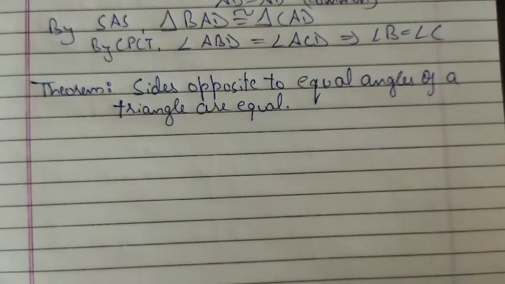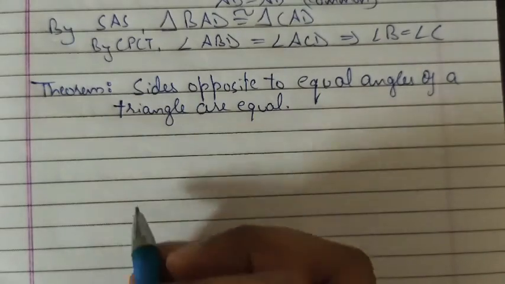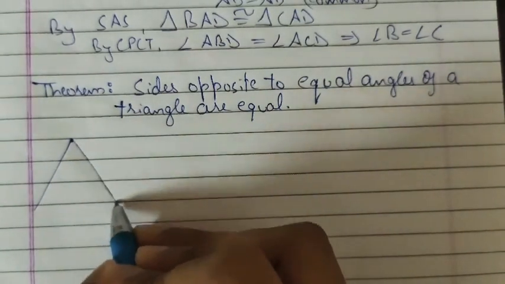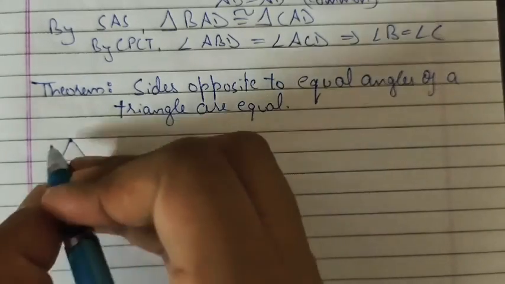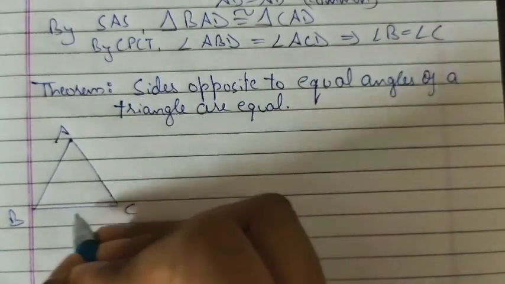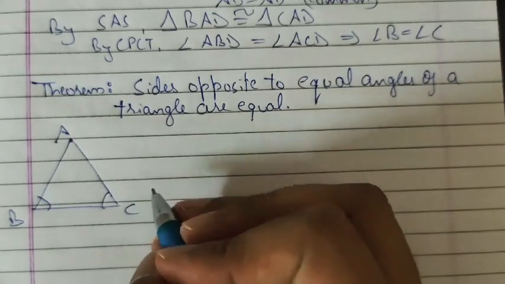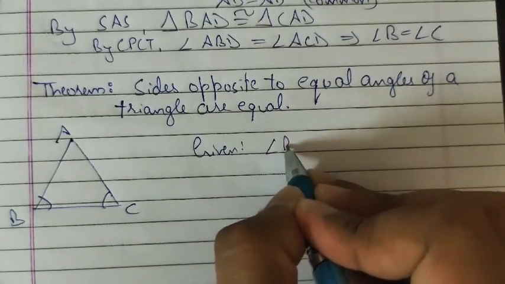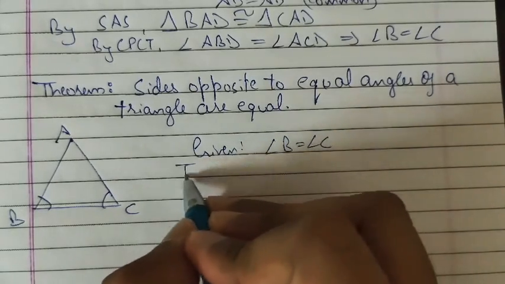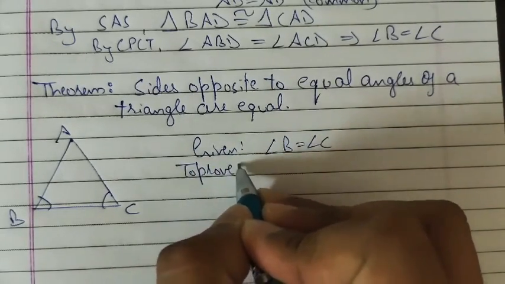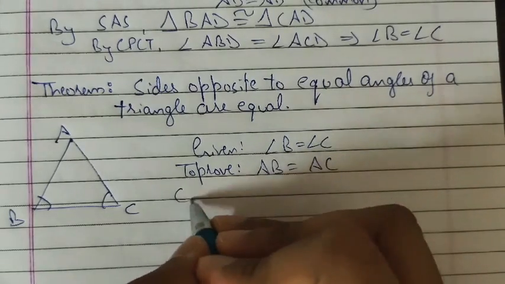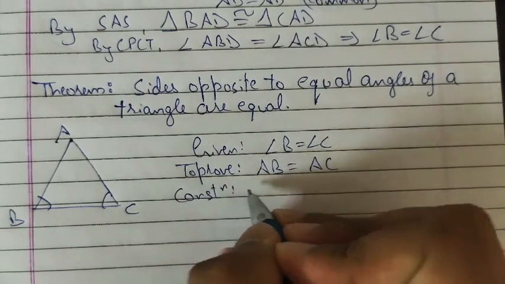Next theorem: sides opposite to equal angles of a triangle are equal. Now if again a triangle is there, right, and ABC, so this time this angle is equal to this angle. Now it is given, so given, angle B is equal to angle C. To prove, AB is equal to AC, construction same.